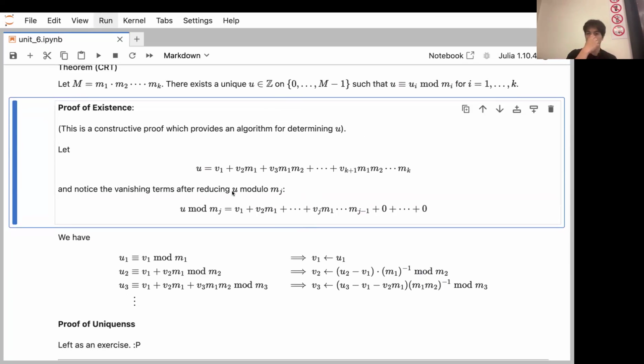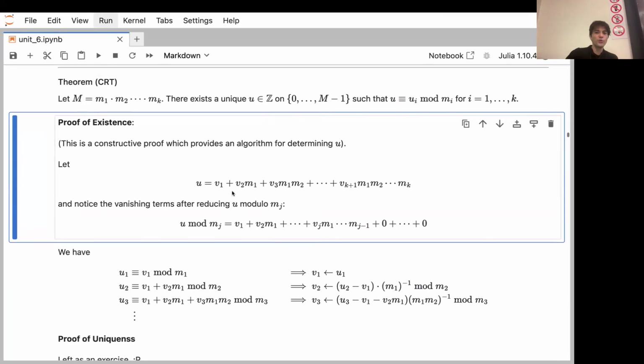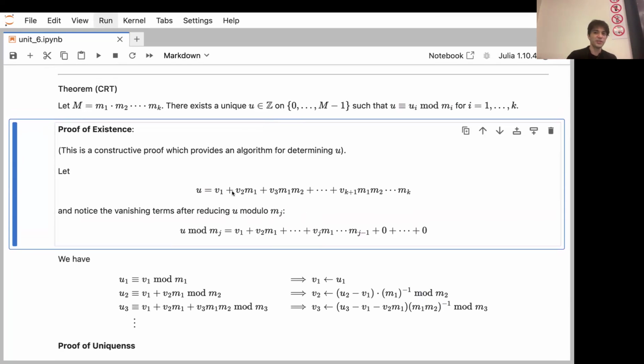So what did I say it was? Okay, I'm saying u mod m1 has to be equal to u1. u mod m2 has to be equal to u2. So I've set up this sum where I'm going to solve for each of these v's. The v1 multiplies by nothing, v2 multiplies by m1, v3 multiplies by m1 and m2, v(k+1) multiplies by m1 through mk, which means that vj multiplies m1 through m(j-1).